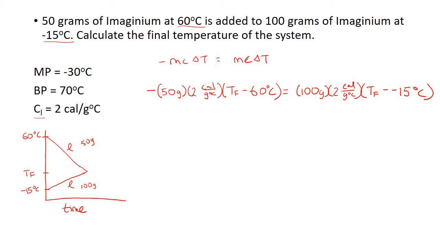For those of you who have been having some questions about the algebra, first let's start by just multiplying these out front. So here we've got negative 100, 50 times 2, TF minus 60. Notice I'm going to ignore the units right now. You can go through with all the units, but I wouldn't recommend it in this case. Over here we've got 100 times 2, 200 TF minus negative 15. I'll go ahead and just change that to a plus at this point. Okay, distributive property.